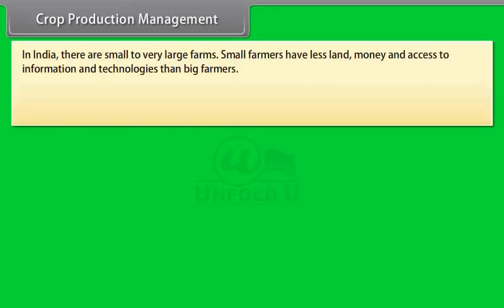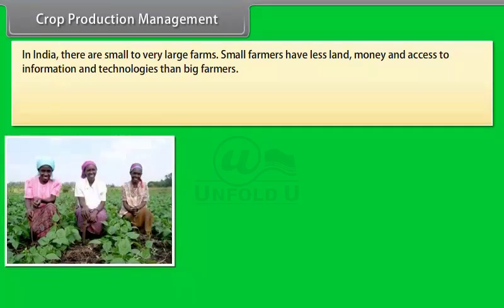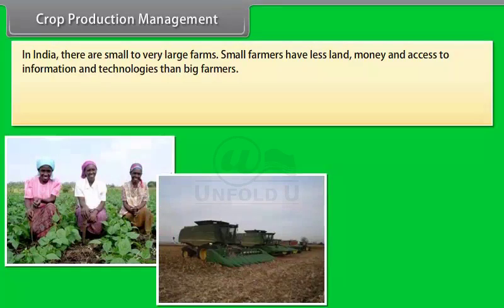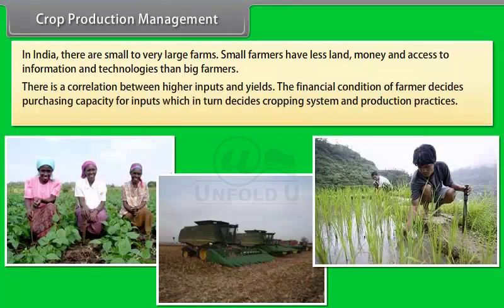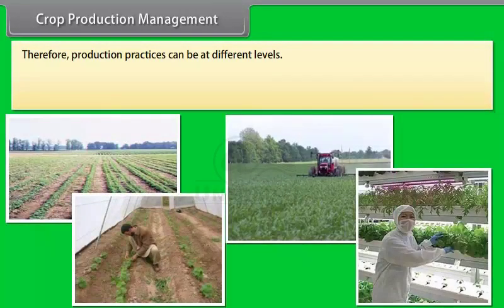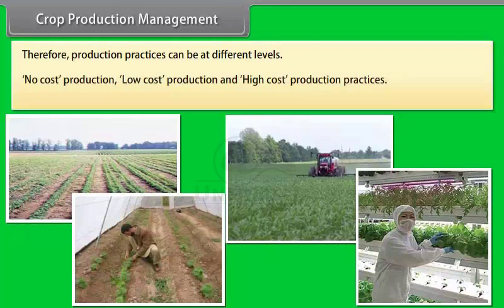Crop production management. In India, there are small to very large farms. Small farmers have less land, money, and access to information and technologies than the big farmers. There is a correlation between higher inputs and yields. The financial condition of farmer decides purchasing capacity for inputs, which in turn decides cropping system and production practices. Therefore, production practices can be at different levels. No-cost production, low-cost production, and high-cost production practices.